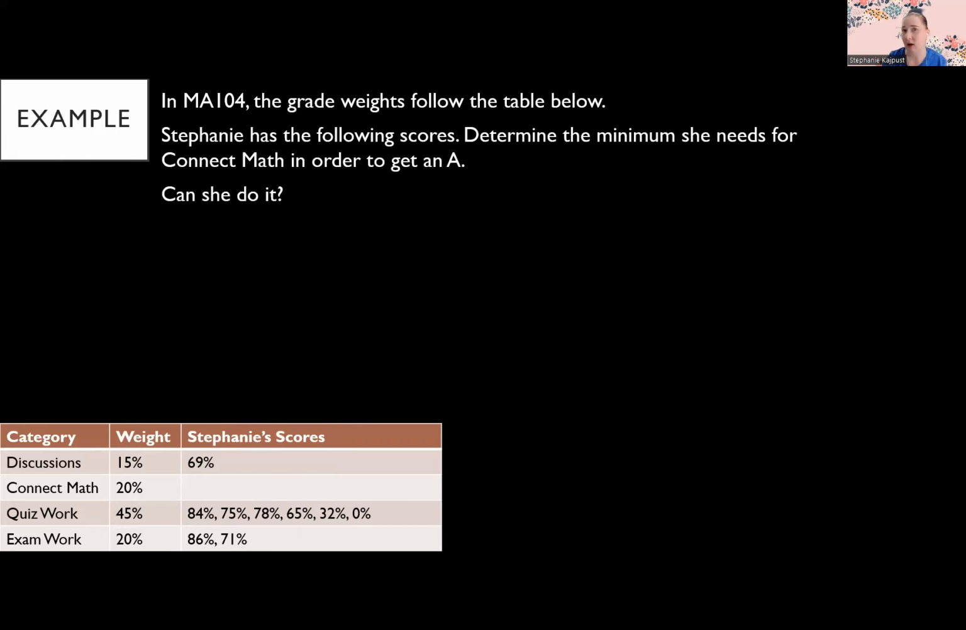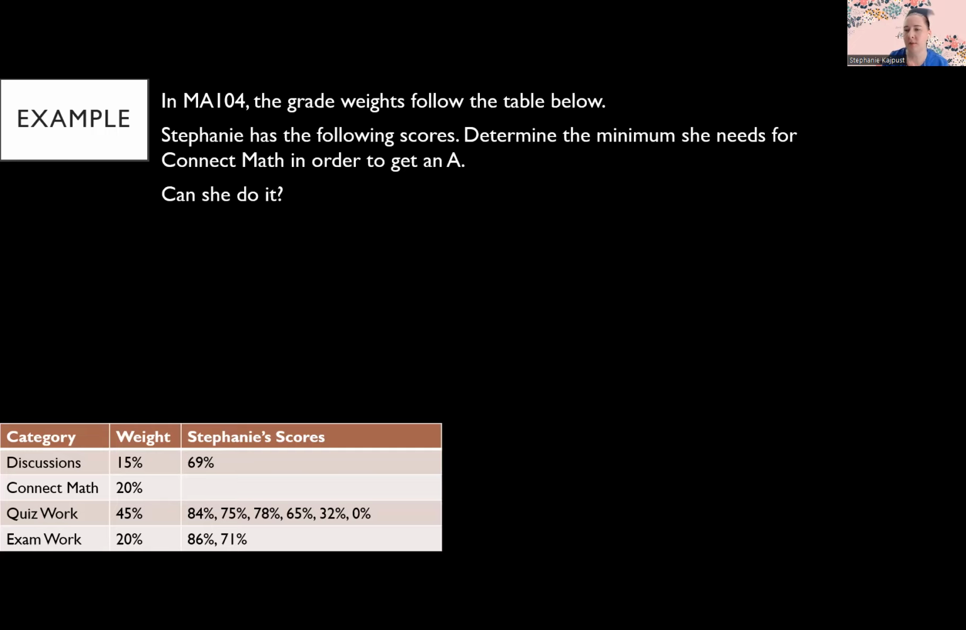So in this course, MA104, the grade weights follow the table below. Discussions are 15%, Connect Math is 20%, quiz work is 45%, exam work is 20%. And Stephanie, me, if I was a student, I have the following scores. Instead of listing the scores for every discussion, there is a column in the gradebook that gives you the discussion average. So that's 69% that I have.